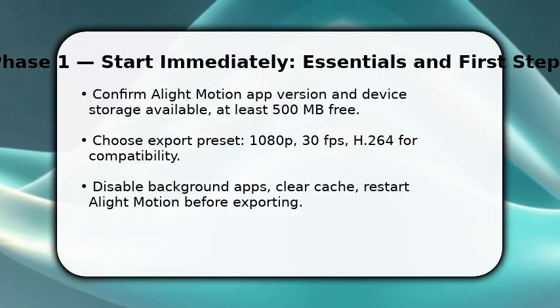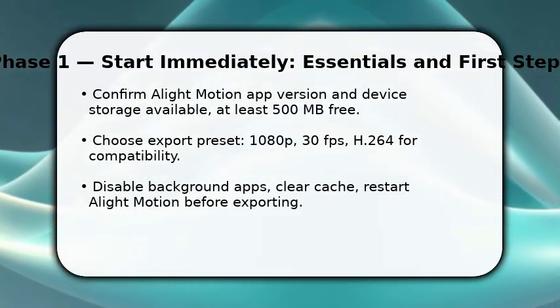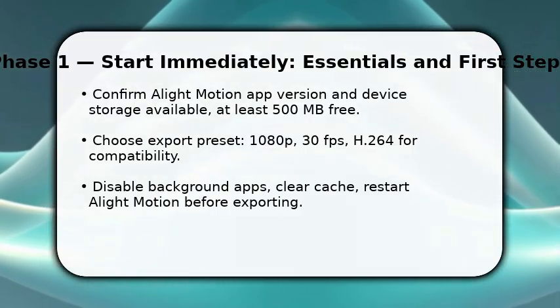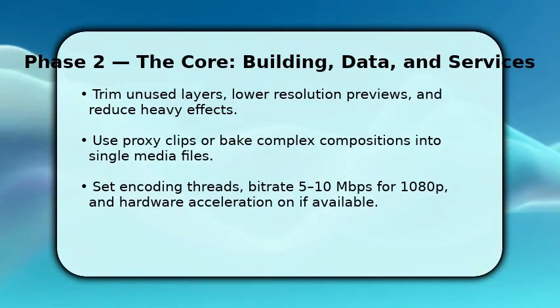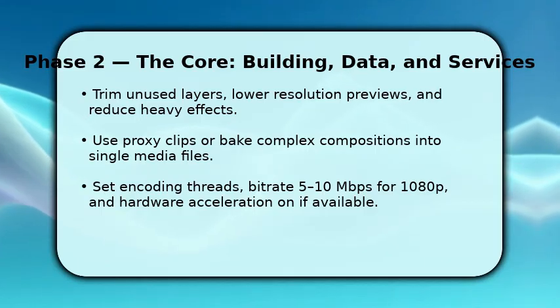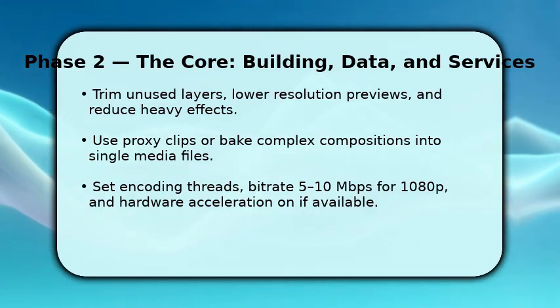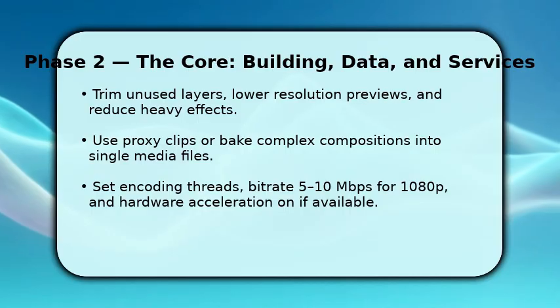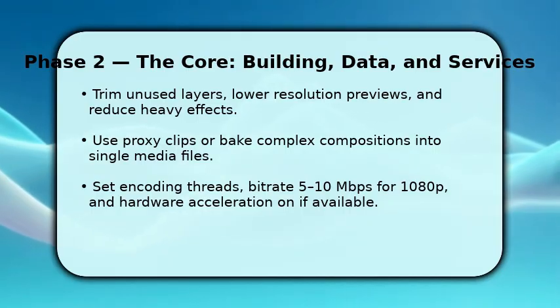Now begin a short test export to confirm the pipeline works before running a full, final export. Once the test export runs, optimize the project. Trim unused layers and reduce preview resolution to ease processing. If you have heavy effects or nested compositions, bake them into single media clips or use proxy files. This lowers memory spikes. Then adjust export encoding.